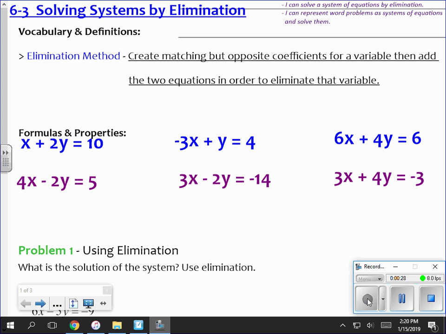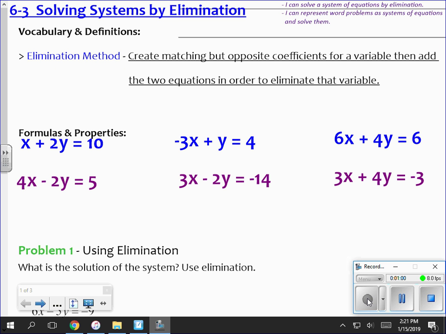Okay. So the idea behind elimination is you create matching but opposite coefficients for a variable and then add the two equations in order to eliminate that variable. So the idea is we want to be able to add the two equations together. When we add the two equations together, something disappears. Okay, and actually algebraically it works really well to solve.